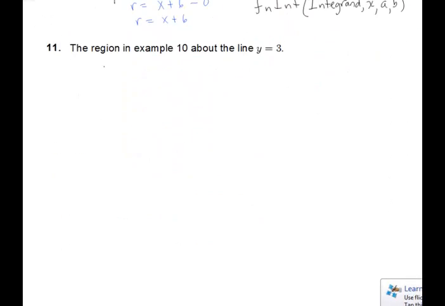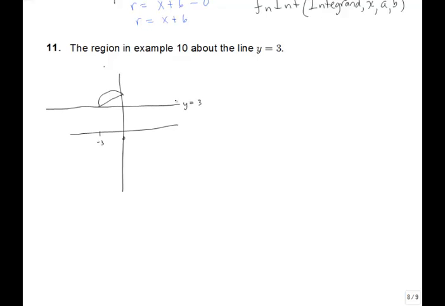Okay, so now what we're going to do is take that same region that we just did, and rotate it around the line y equals 3 this time. So I'm going to draw that same crescent shape that we had before, which goes from -3 to 0 on the x-axis. And this time we're going to rotate it around the horizontal line y equals 3. So that horizontal line is going to be right here. And we're rotating this around that line. So this point stays put, and this point comes down here.